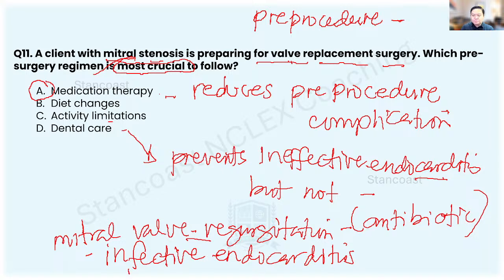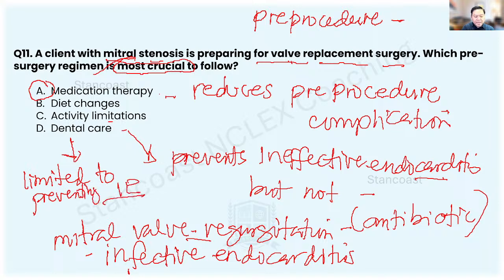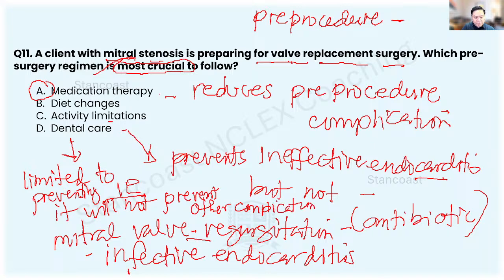As I've said earlier, this can prevent infective endocarditis. Yeah, it can help prevent that. However, the dental care will not address the other issues involving the entirety of the medical or the procedure, okay? So this is only limited to preventing infective endocarditis. It will not prevent other complications. I hope that makes sense now.